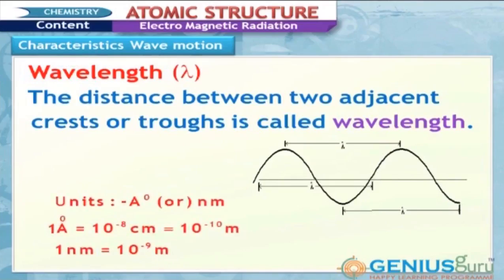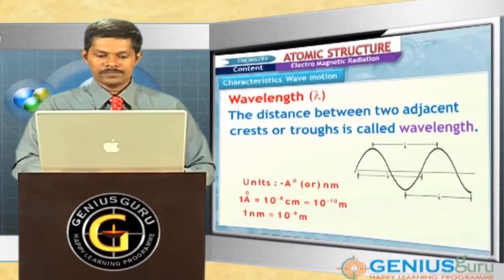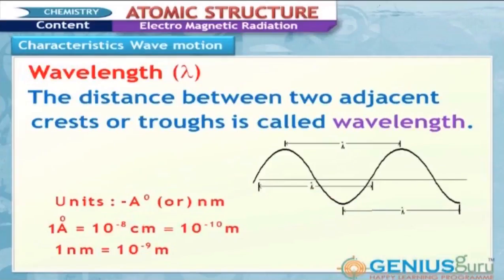Coming to the units of wavelength, because these waves have a very small magnitude of length, wavelength is expressed in distance units only. Hence the units are meters or centimeters. Because the magnitude is very small, we can express it in angstrom units or nanometers, which are very small units of length. 1 angstrom unit is 10 power minus 8 centimeters, which is equal to 10 power minus 10 meters, and 1 nanometer is equal to 10 power minus 9 meters. So these are the units of wavelength.